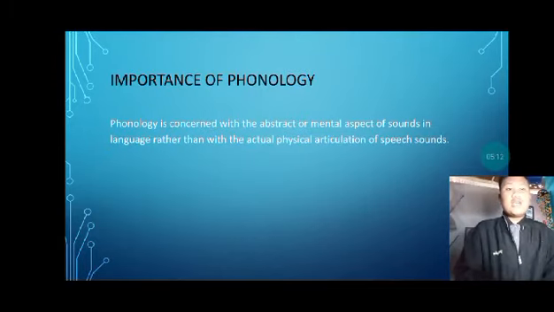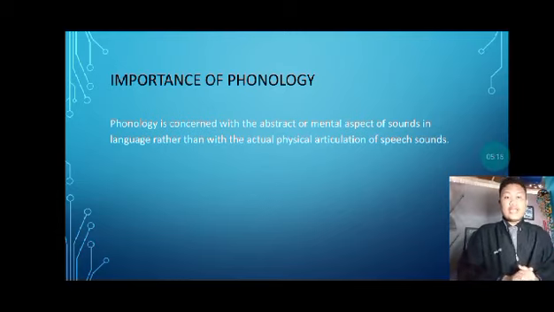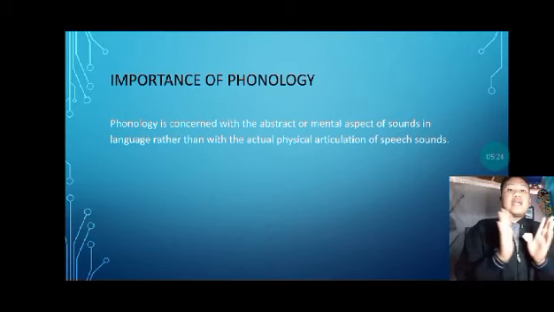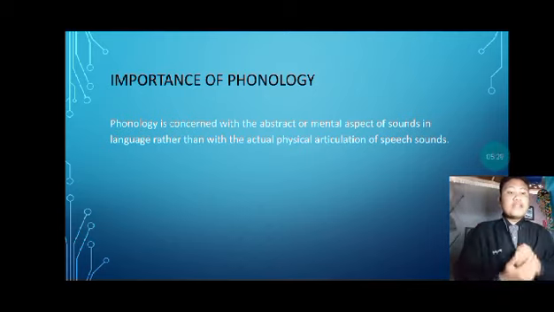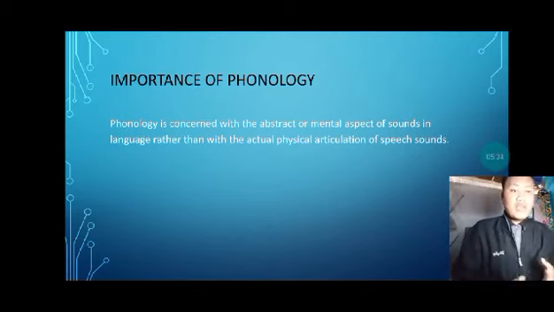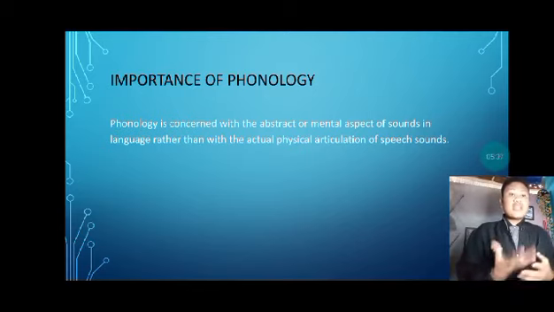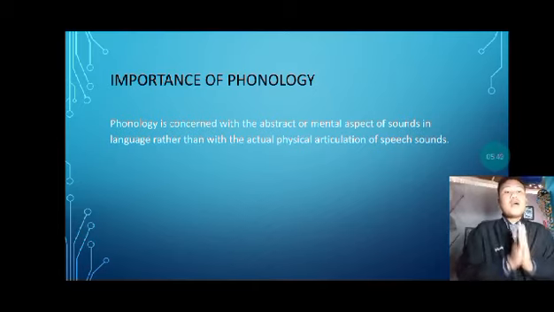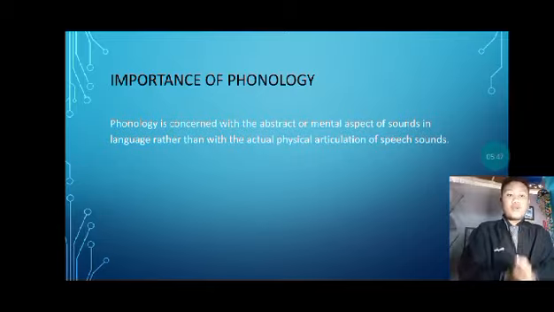Importance of phonology. Gaano ba kahalaga ang phonology? So phonology is concerned with the abstract or mental aspect of sounds in language rather than with the actual physical articulation of speech sounds. Ika nga, importance of phonology. Napakahalaga ng phonology for us to not be unconscious of the words we are speaking or telling, especially in front of madlang people, so in front of many people. Sometimes nauutal tayo, di ba? So this is the importance of phonology.